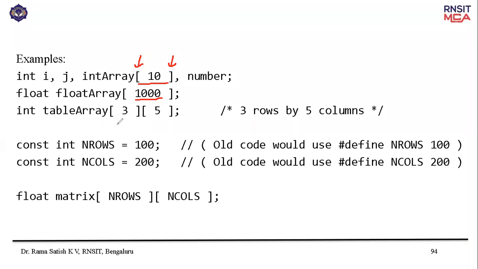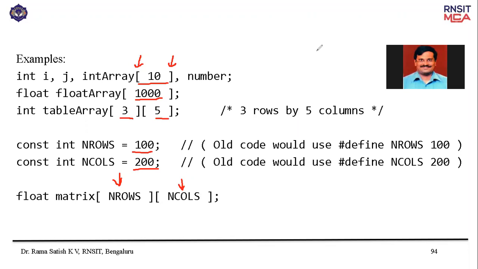This is a two-dimensional array. Table array is a two-dimensional array where 3 rows are there and you have 5 columns. Or you can create it like this: the number of rows N is 100 and the number of columns is 200. You can create two integer constants, and of course you can write it like this. So this is also a way in which you can create an array. That is something you should understand.